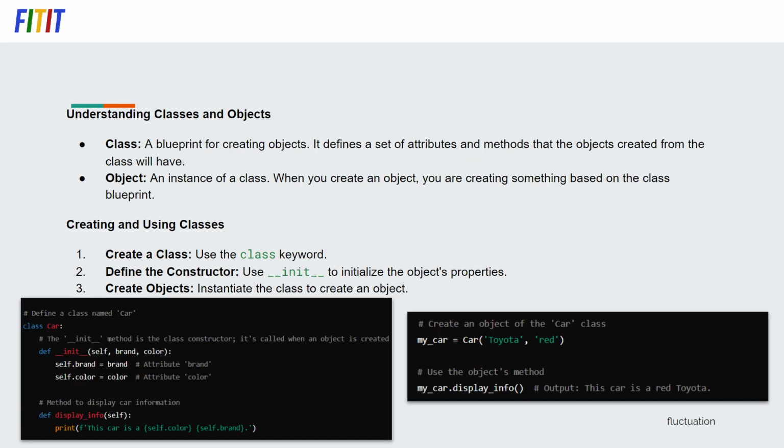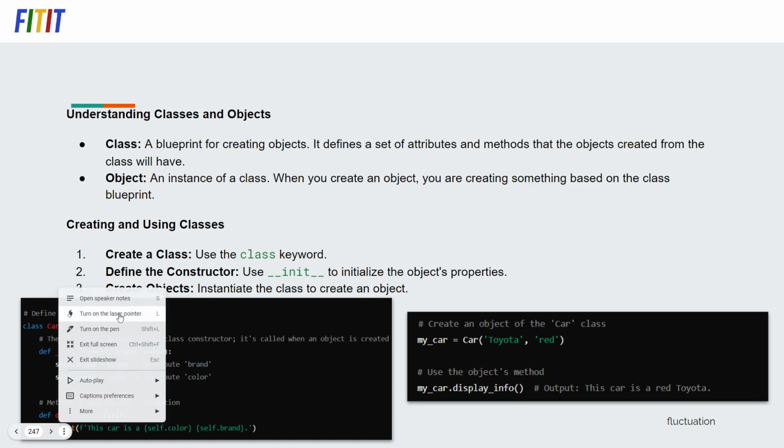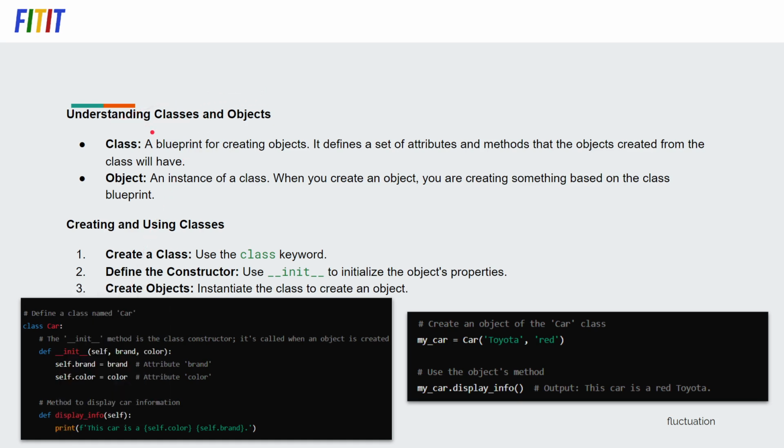Understanding classes and objects. Class: a blueprint for creating objects. It defines a set of attributes and methods that the objects created from the class will have. Object: an instance of a class. When you create an object, you are creating something based on the class blueprint.